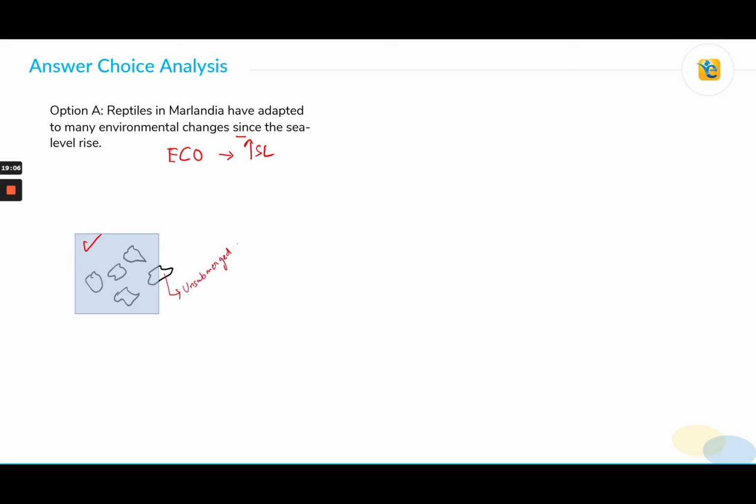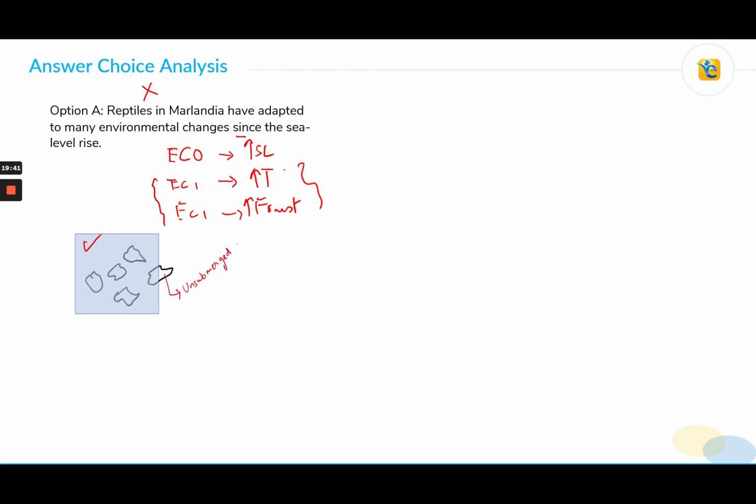So the sea level rose 25 million years ago. Some point later you had other environmental changes. For example, there could have been a rise in temperature in that particular area. There could have been an increase in forest cover, or something. So many different possibilities are there. What option A tells us is that the reptiles that are there in Marlandia right now, so this would include X, which is the modern day descendant of Y, have adapted to many of these environmental changes that happened after the sea level rose.